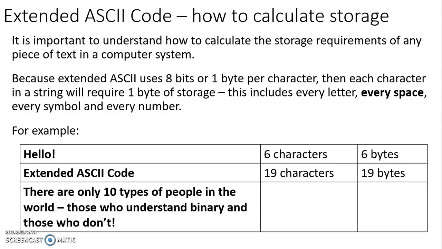There are only 10 types of people in the world, those who understand binary and those who don't. That's 97 characters, including all spaces, therefore 97 bytes. If you can work out this joke, let me know in the comments when you submit your work as well.